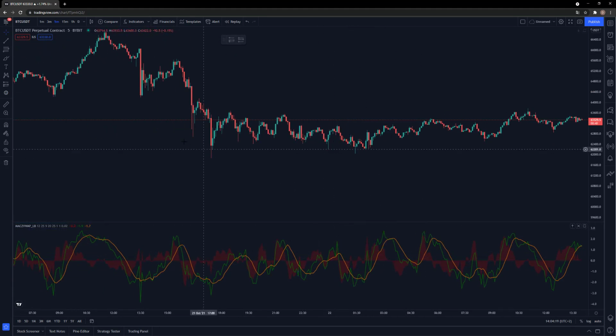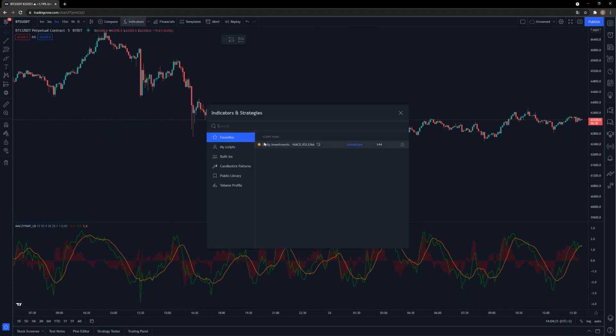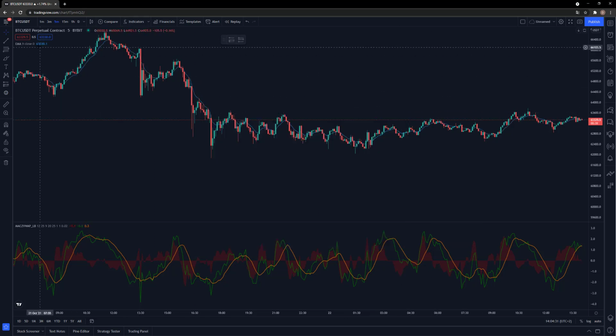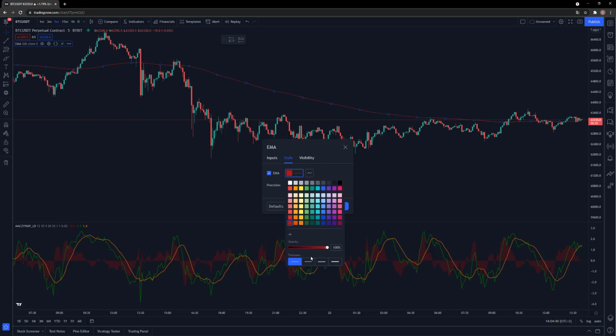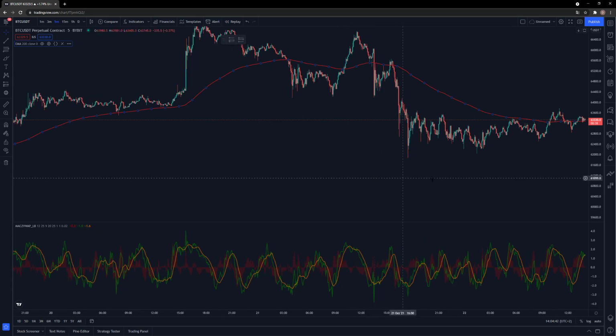So you have this one, and we are gonna add the EMA just to make sure we are in the correct trend, because we don't want to trade against the trend. So add the default moving average. We're gonna change that to the 200 EMA for the bigger trend. I always make it red, thicker, to make it more clear.